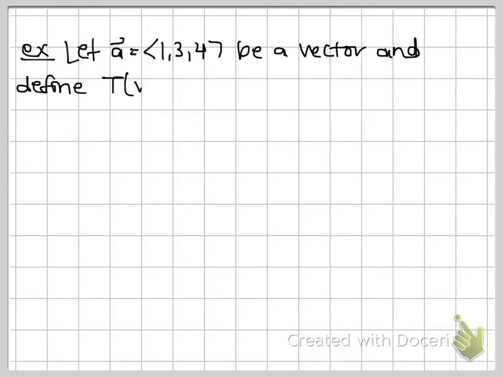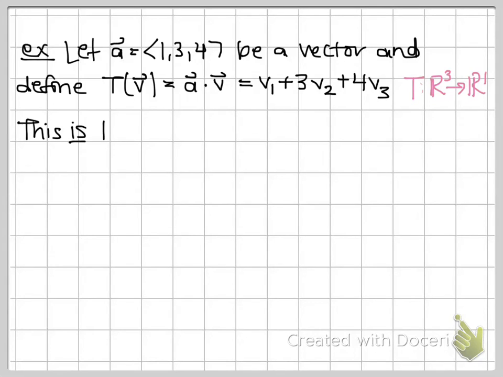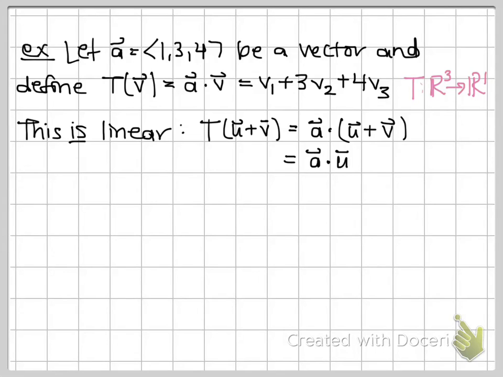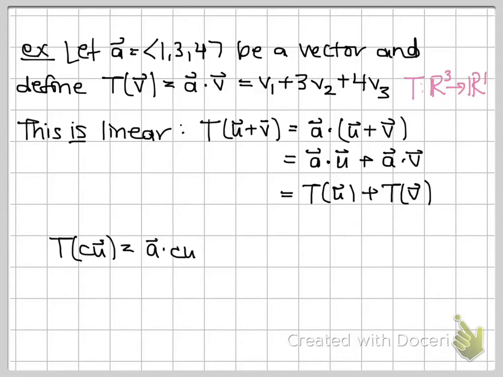Let a be the vector given, and let's define the transformation T of v equal to a dot v, where a and v are both vectors in R3. So this is a transformation from R3 to R1, and this is linear. So let's look at T of u plus v. Well, that's a dot (u plus v), but I'm allowed to break the dot product up over addition. So T of u plus T of v is equal to T of u plus v.